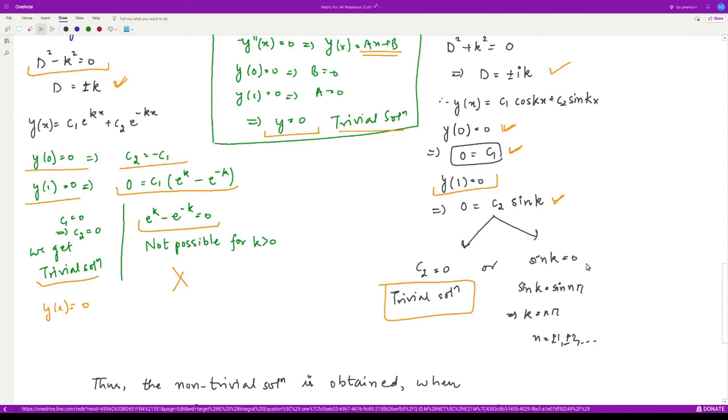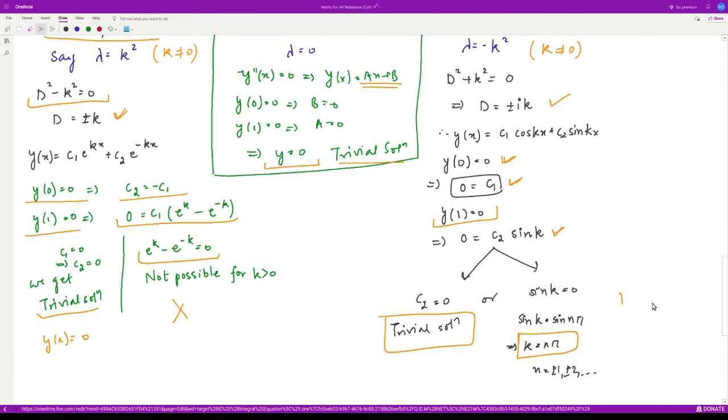Sine of k is equal to 0, and you know sine is 0 at which quantities? N pi, where n is what? Plus minus 1, plus minus 2 and so on. So our k is equal to n pi. So we obtain k and thereby lambda. What was lambda? Lambda was minus k square. So lambda is equal to minus n square pi square.